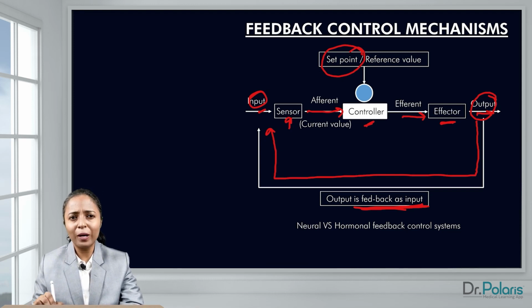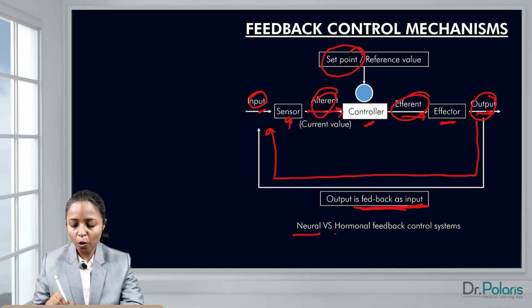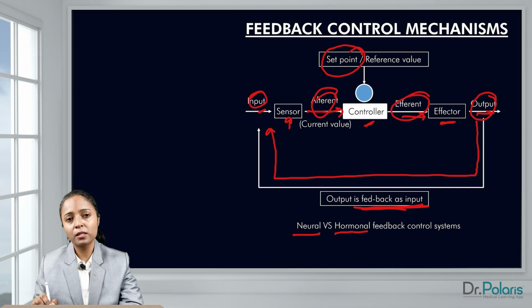So it is not a one-time process. It is a continuous process so that the system is able to monitor the value of the variable continuously. Now, these afferents and efferents can be either neural or hormonal. So these control mechanisms can be either neural control mechanisms or hormonal mechanisms. And when both these systems are involved, it can be a neurohumoral mechanism.